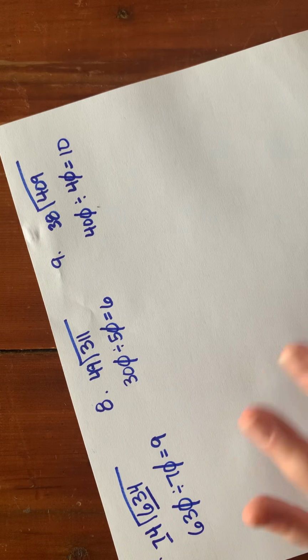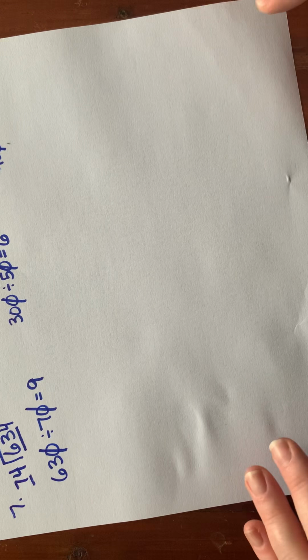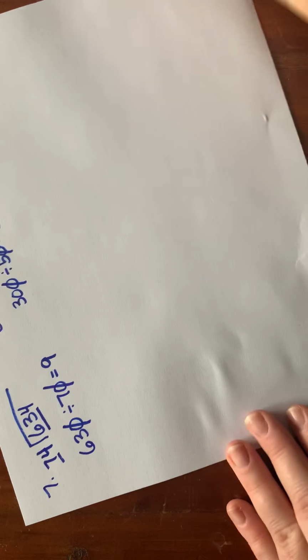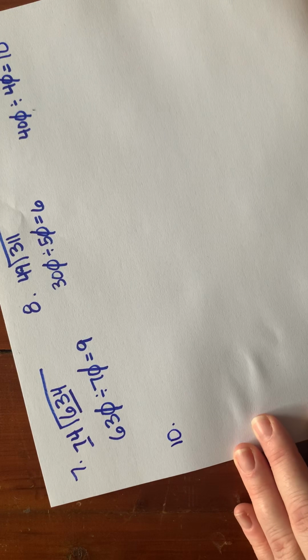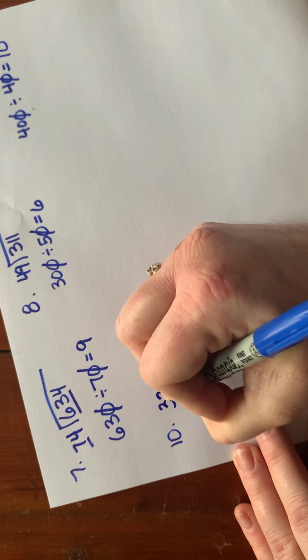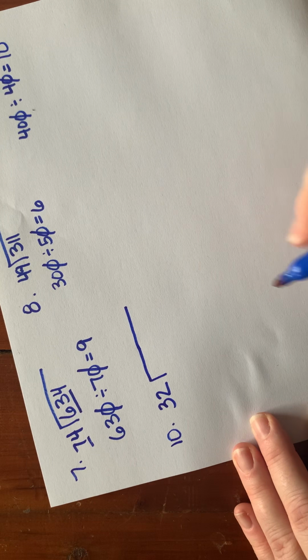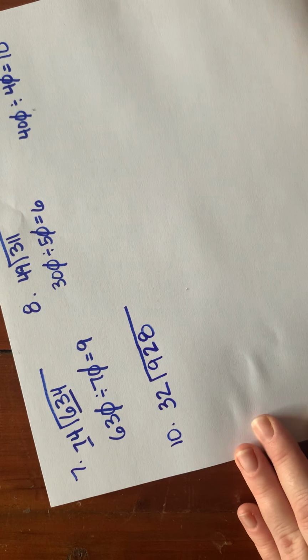So for those first 3 problems, you should have 9, 6, and 10, and those weren't too bad. All right, the next one, we're going to do the actual division. This is where they get a little bit harder. So number 10 was the last problem that you had to do for today. So I have 32 here as my divisor, and I have 928 as my dividend.